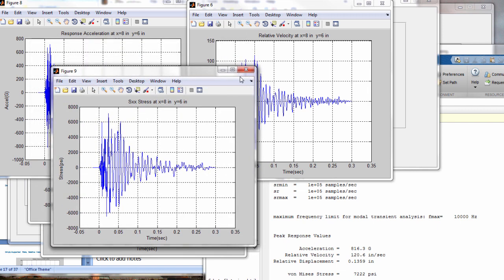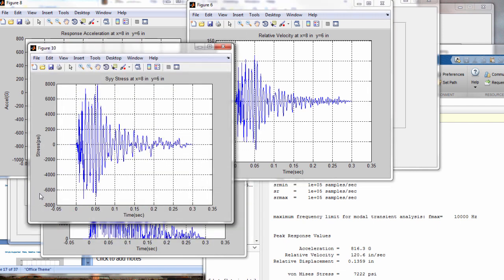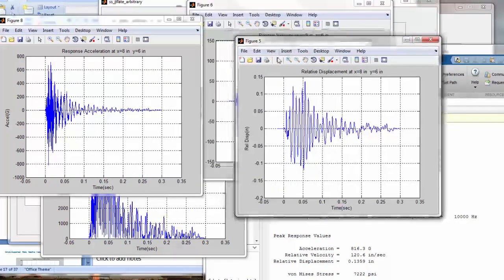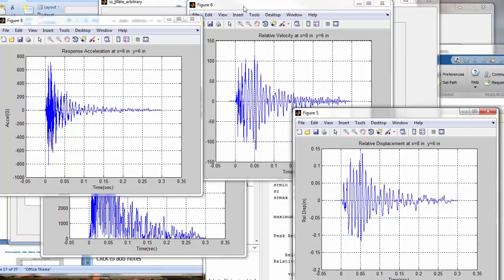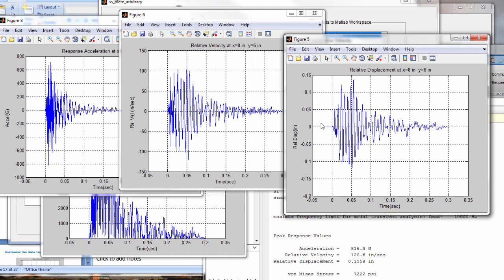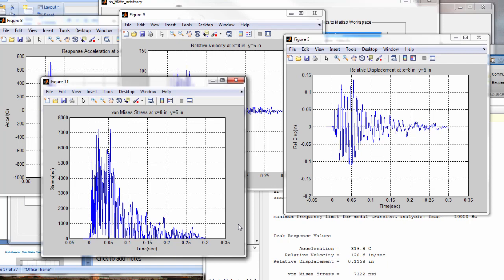Okay, we've got a stress component. Let's skip over SXX and SYY because we're more interested in what the von Mises stress is anyways. And then by the time we get to the relative displacement in inches versus time, you can see the relative displacement at the center is almost exclusively due to the fundamental mode. Then we have our von Mises stress time history, which is always positive.